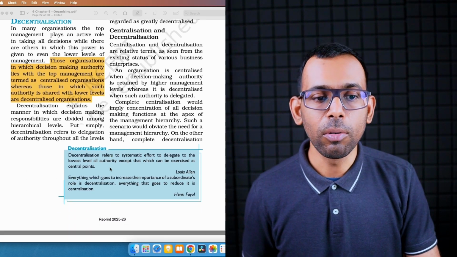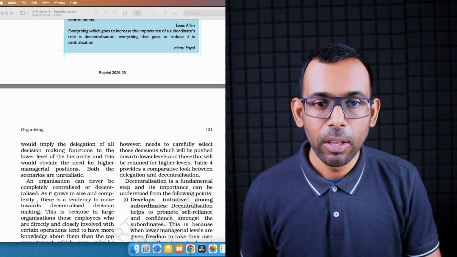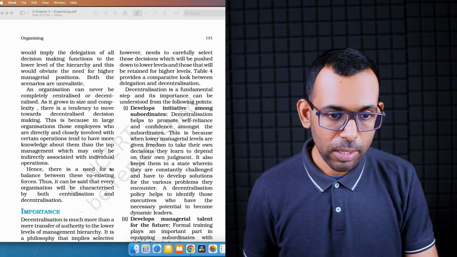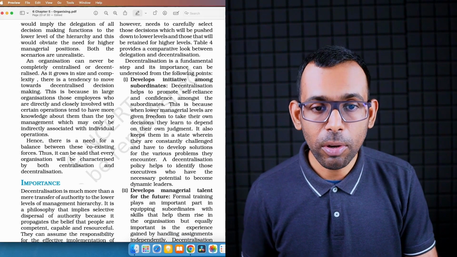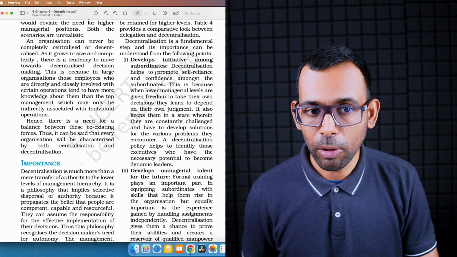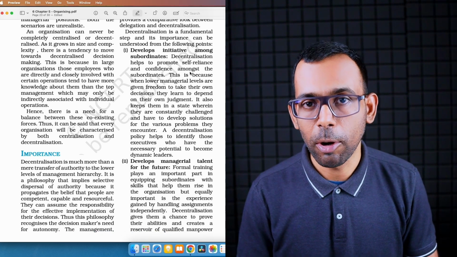Now let us talk about what are the advantages or what is the importance of this decentralization. So let us see the points one by one. Decentralization is a fundamental step, and its importance can be understood from the following points. So the first point is it develops initiative among subordinates.